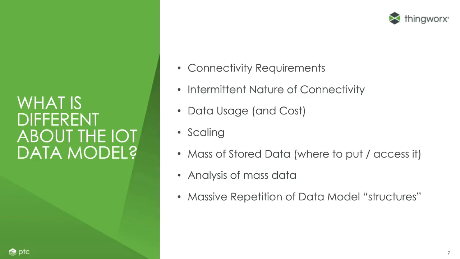What about the analysis of mass data? Can your system handle reformatting all that data for an analytics program? The massive repetition of the data model structures. Your application needs to be able to spin up and interface with a huge number of devices. Can you handle stuff like name collisions? Can you sort through that entire mess? Your data model needs to account for stuff like that.